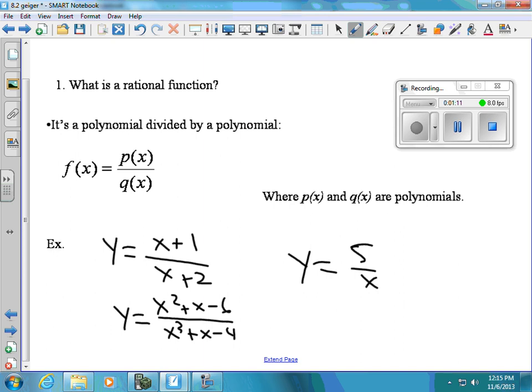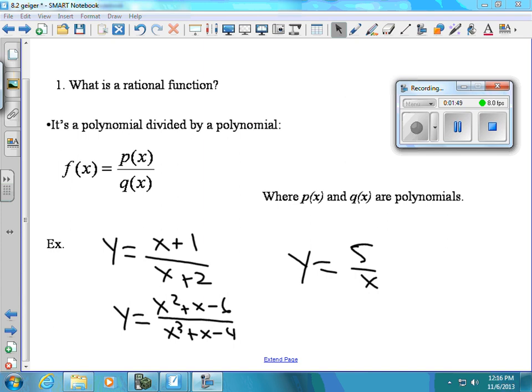Now, the real key to this is the polynomial on the denominator, q, cannot be a constant term, because then you're just dividing by a number, and that can reduce the fraction. That's not really a rational function. So in other words, you need a variable in the denominator. Y equals 5 over x is the most basic of these, just because it's just x to the first in the denominator. These are polynomials as numerators and denominators, where the denominator has at least one variable term.